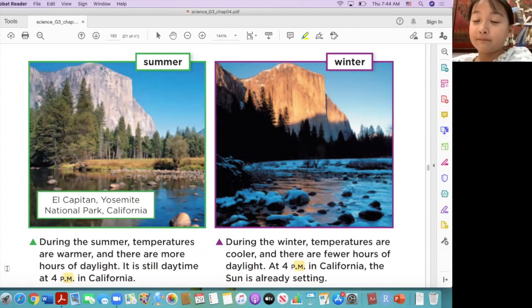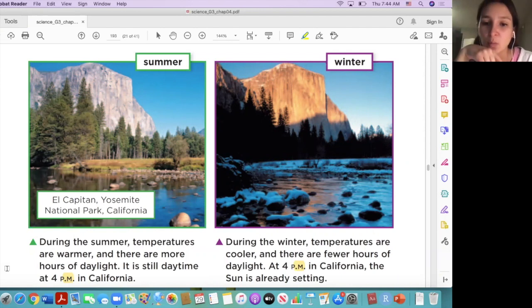So it says, during the summer, temperatures are warmer and there are more hours of daylight. It is still daytime at 4 p.m. in California. Okay, so here we can see during the summertime, the sun is hitting the park a lot. There are no shadows, or you can't see too many shadows. Everything is pretty much being hit by the sun.